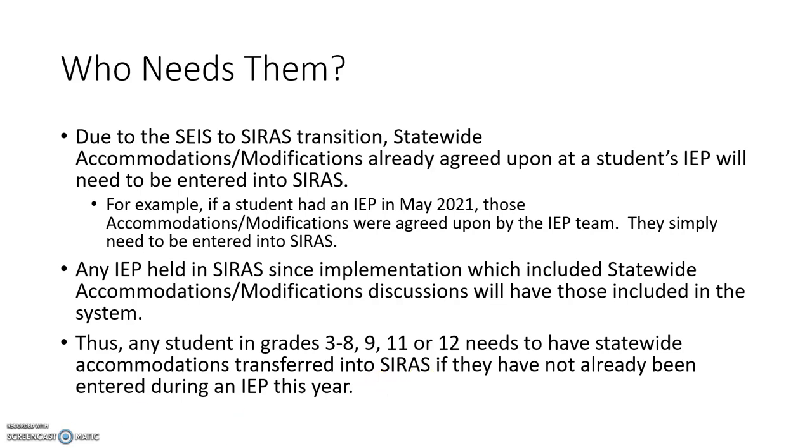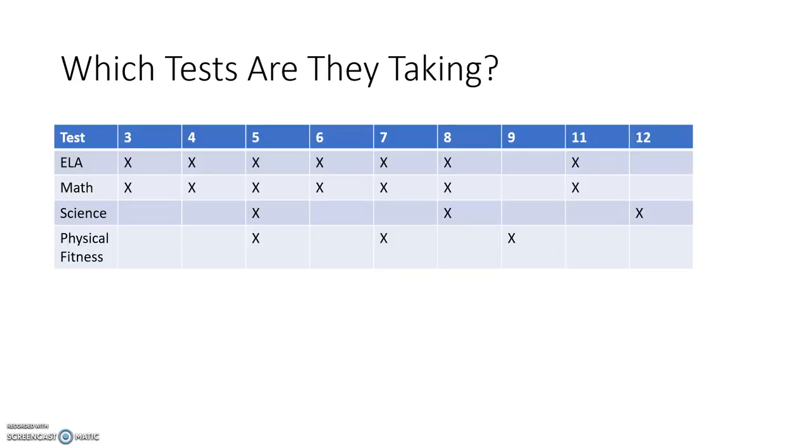So which tests are students going to be taking? This hasn't changed, but just as a reminder, students in grades 3 through 8 and 11 take the English Language Arts and Math test. In addition, they take the science test in grades 5, 8, and 12 here at PCOE, and the physical fitness test in grades 5, 7, and 9.